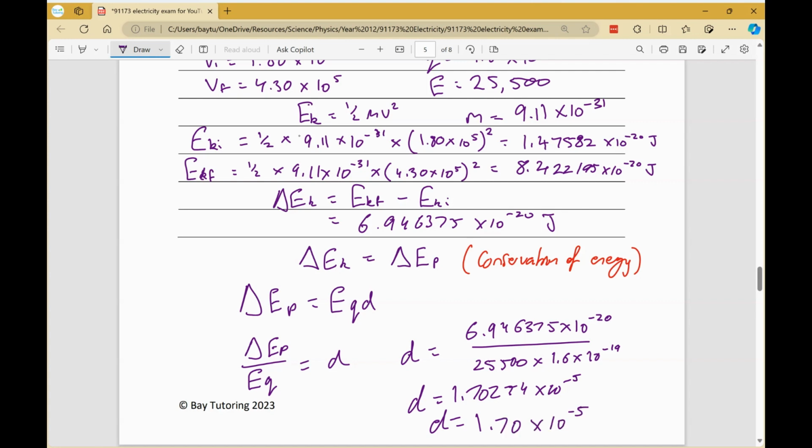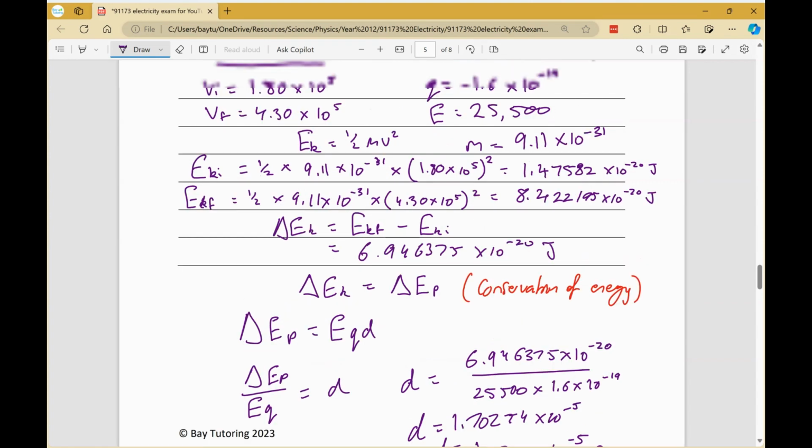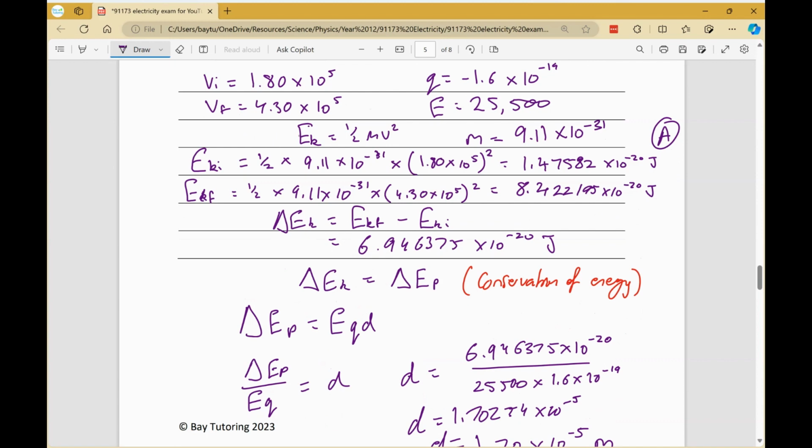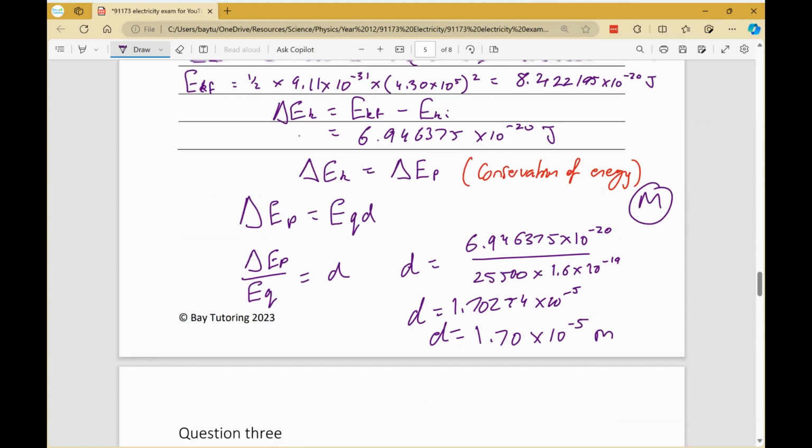Always write the unrounded first and then round it after to show the marker you did get the exact answer and you have just rounded it. So this is an excellence question. So for achieved, you have worked out one of these kinetic energies. For merit, you have got to this stage here. And then for excellence, you have calculated the distance.